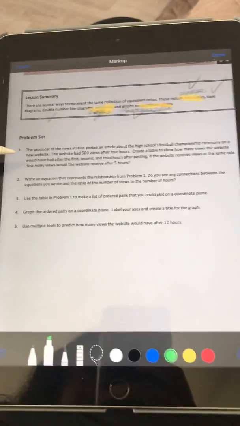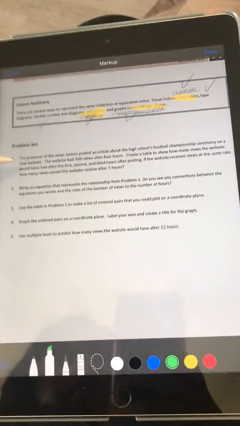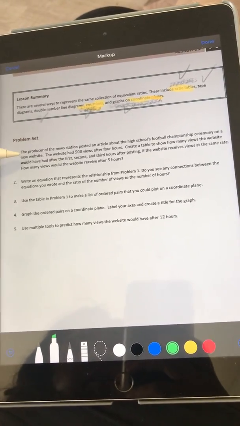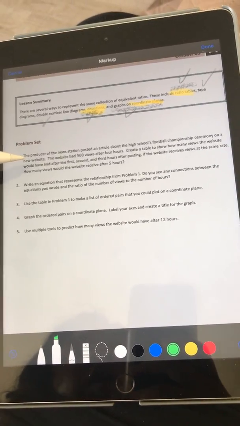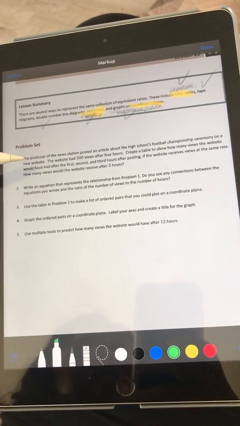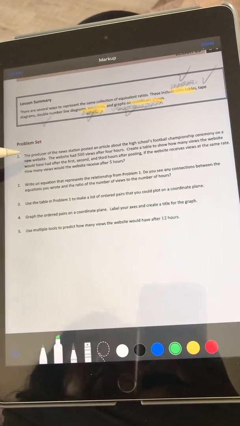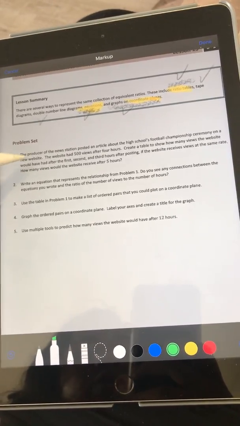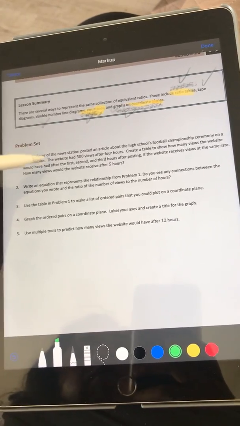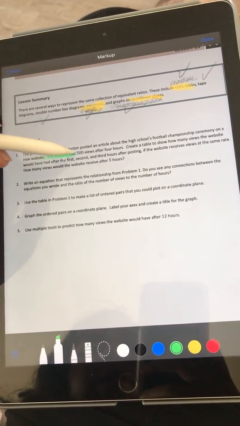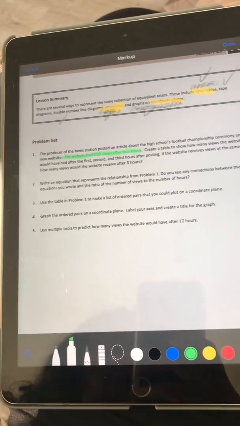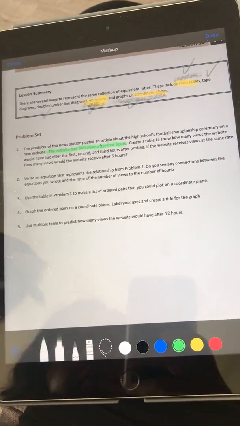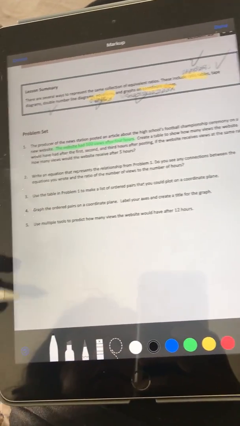So it says, number 1, the producer of the news station posted an article about the high school football championship ceremony on a new website. So we're talking about a website. The website had 500 views for 5 hours. So I'm just going to highlight this part as important because we did that in class. Matter of fact, let's just go ahead and jump into that because we legitimately actually did that in class.